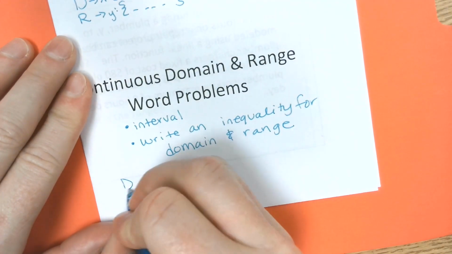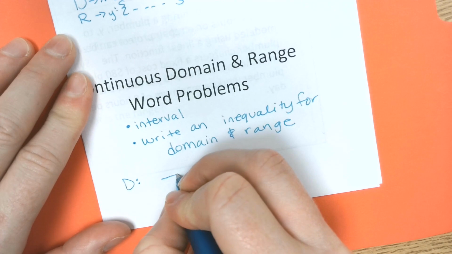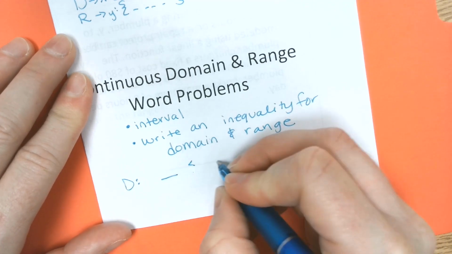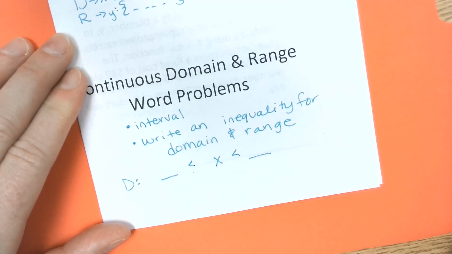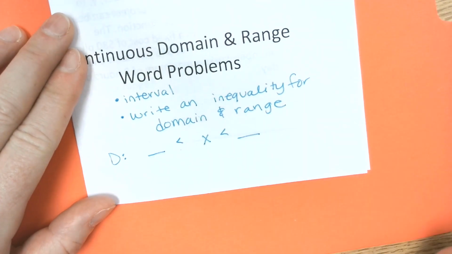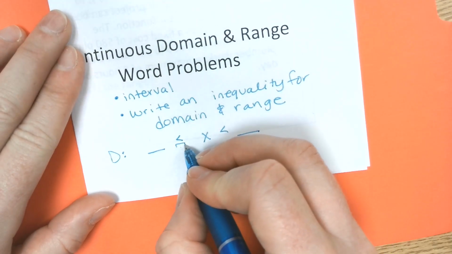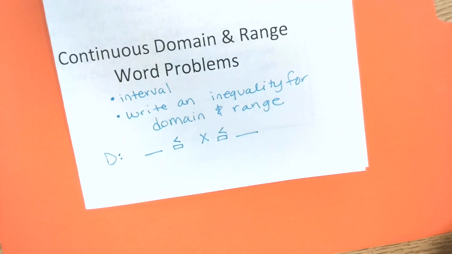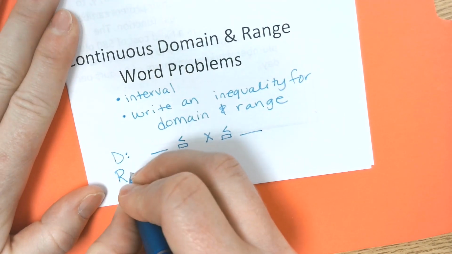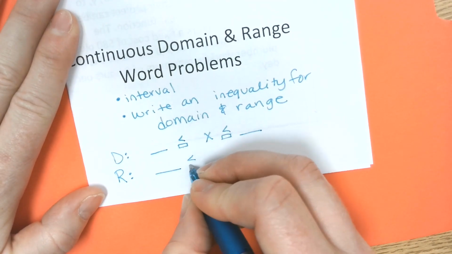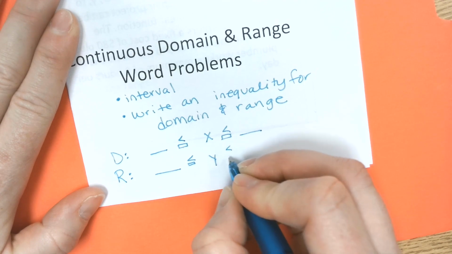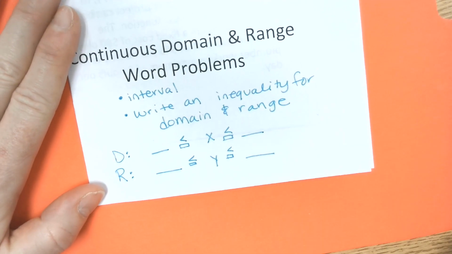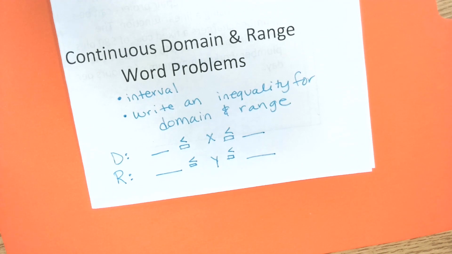And the inequality for domain is going to be a number is less than x is less than another number. Or it could have that or equal to. And then range is the same thing, just with y. In the blanks go the numbers. If you have arrows, you use infinities. Negative infinity or positive infinity.